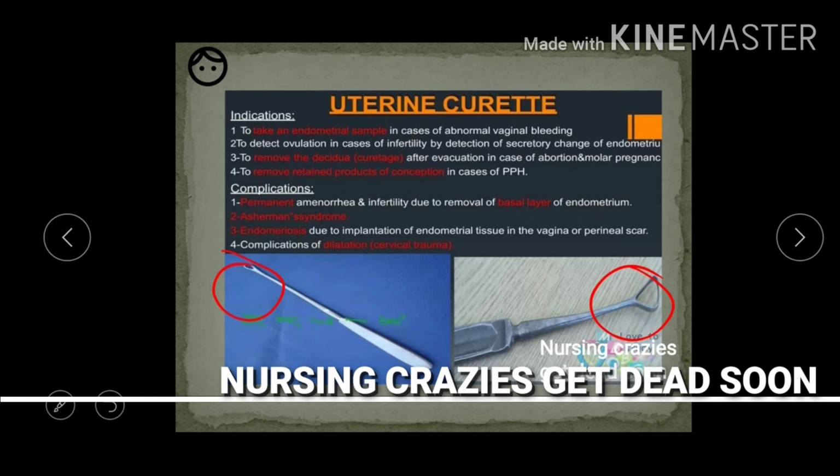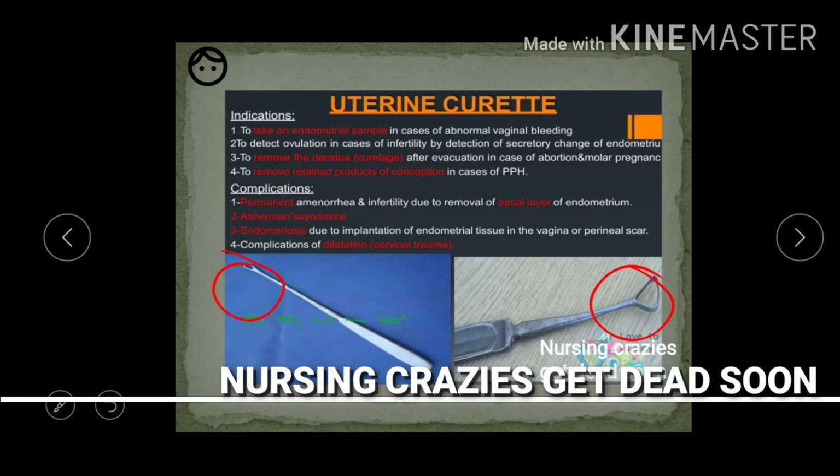So if the client is having some endometritis or retained bits of conception, in that case we are doing the scraping of this endometrial wall with this instrument. Then what are the indications? First one is to take an endometrial sample in case of abnormal vaginal bleeding. So if we wanted to take the sample, in that case also we are using this uterine curettage.